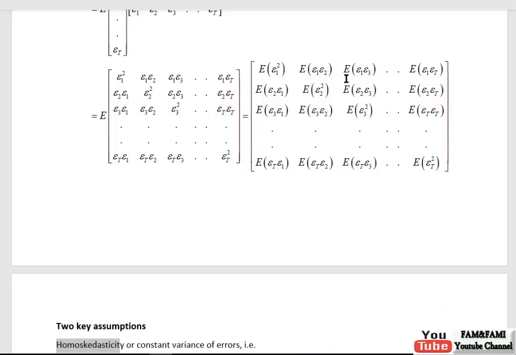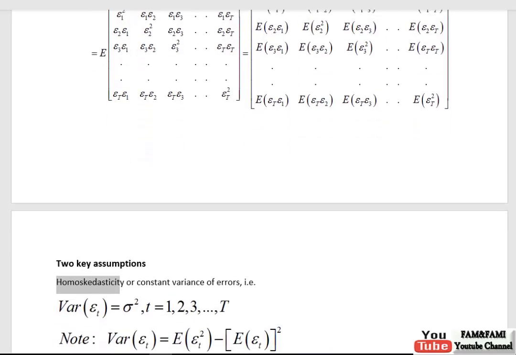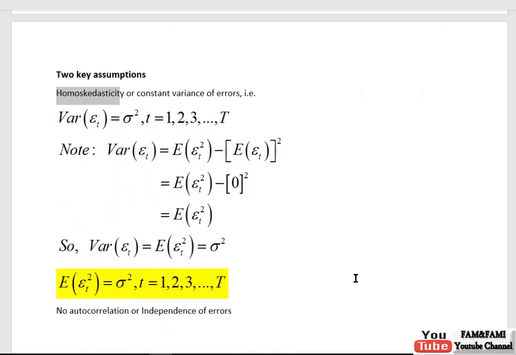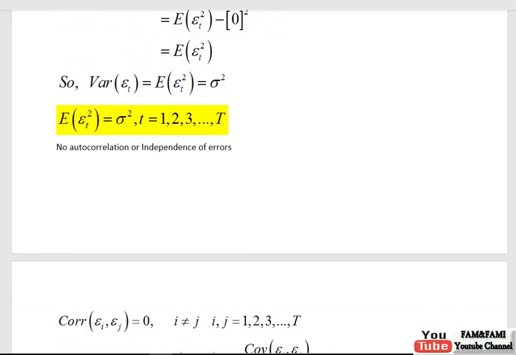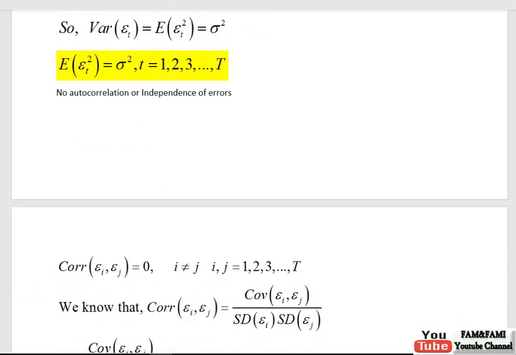In order to simplify these off diagonal entries, we need another assumption. So the second assumption that I'm going to use is no autocorrelation between errors, or independence of errors. This is another assumption related to this linear regression model, that errors are independent, or no autocorrelation, or no self correlation. So mathematically, if we consider two errors, epsilon i and epsilon j, the correlation is 0.